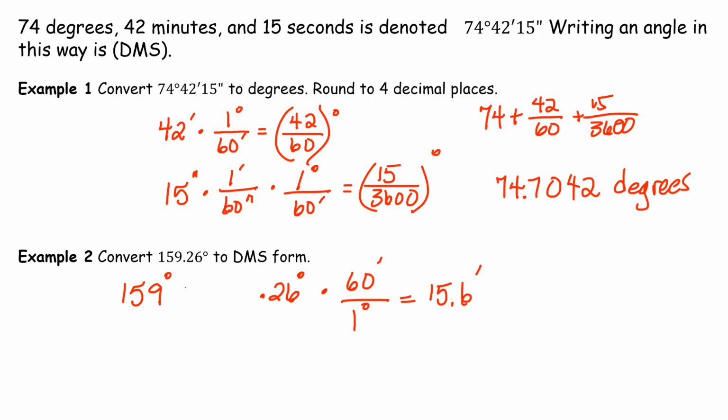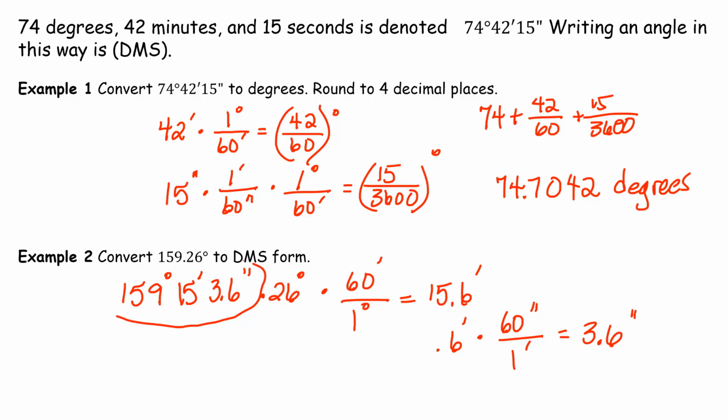So we can go ahead and put that 15 minutes over here. So 15 minutes. And now we just need to change the 0.6 to seconds. So 0.6 minutes times 60 seconds in 1 minute. So that's going to be 3.6. That's the last thing we're going to write over here, is 3.6. So that would be how we would write this in degrees, minutes, seconds.